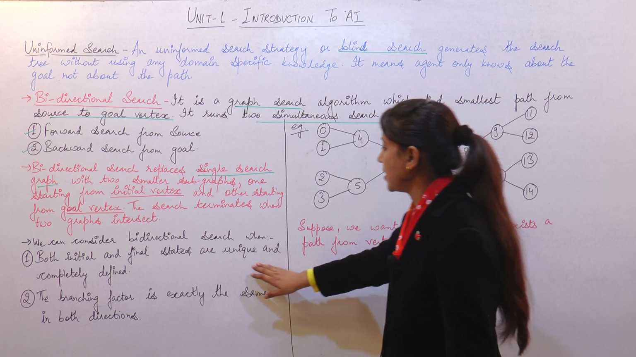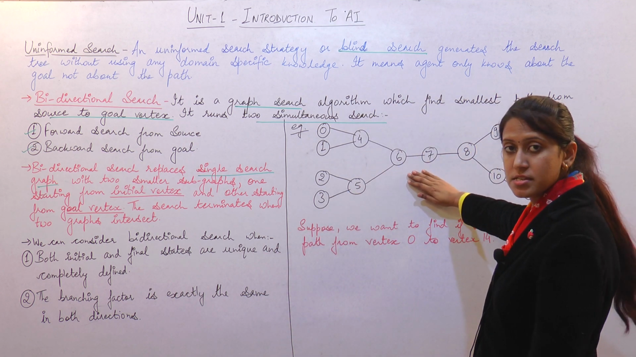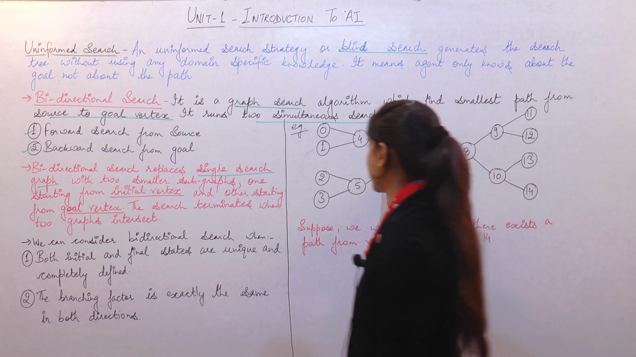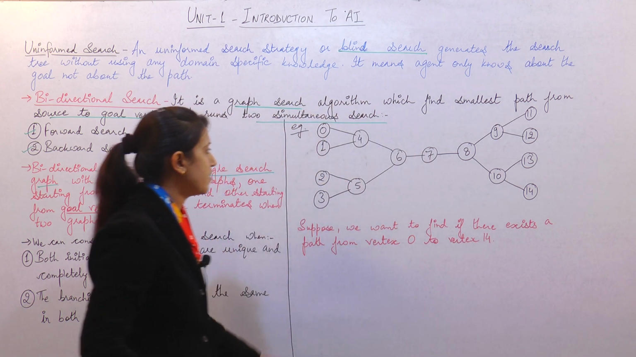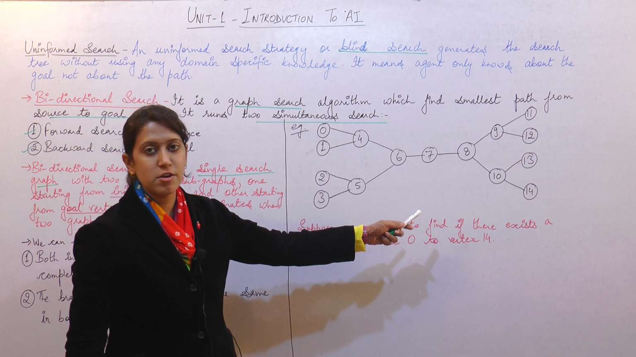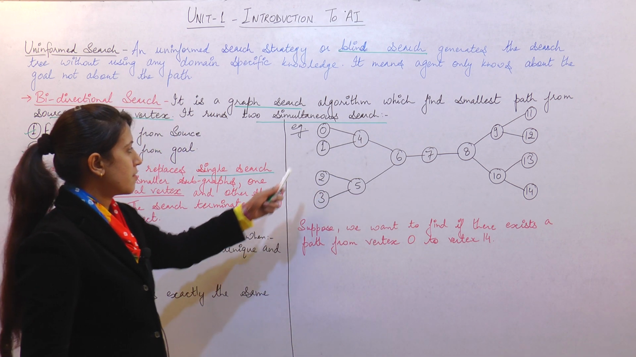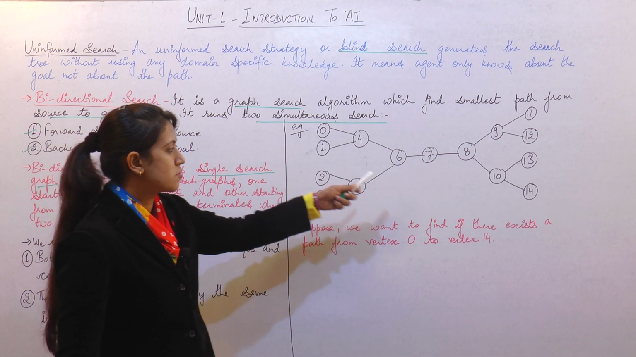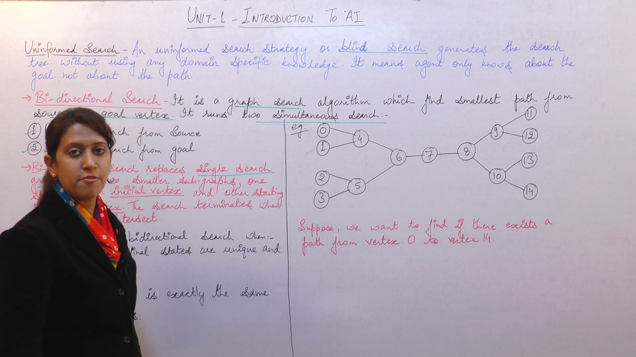The example of bidirectional search is shown here. We are given an example graph. In this given graph we have 14 nodes, from 0 to 14. We have a total of 14 nodes.